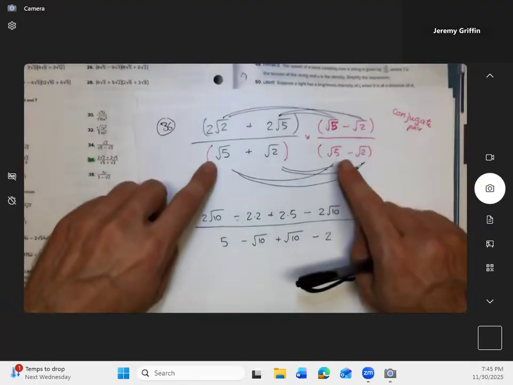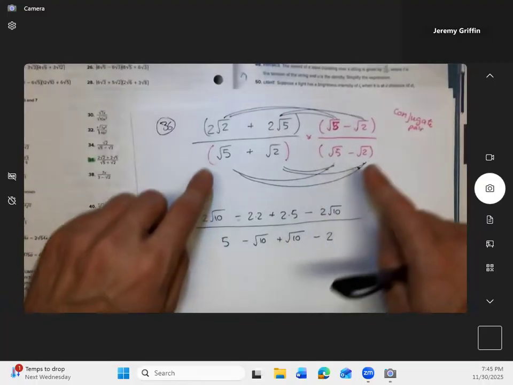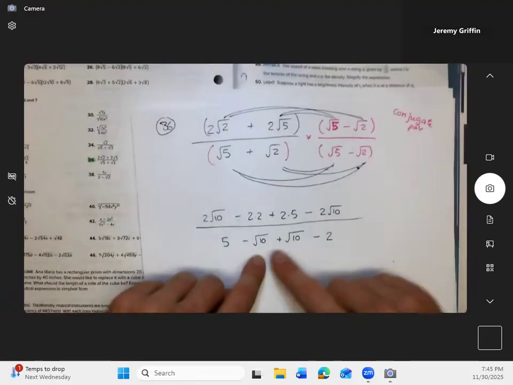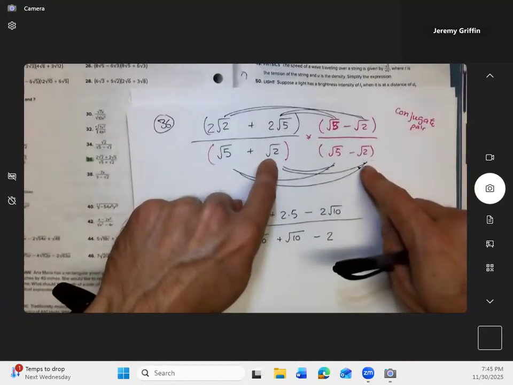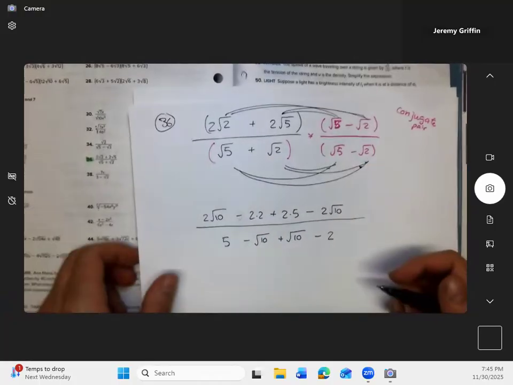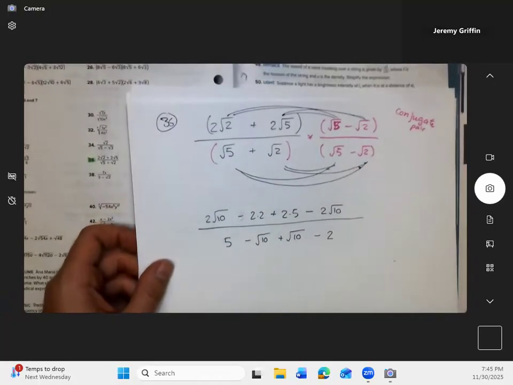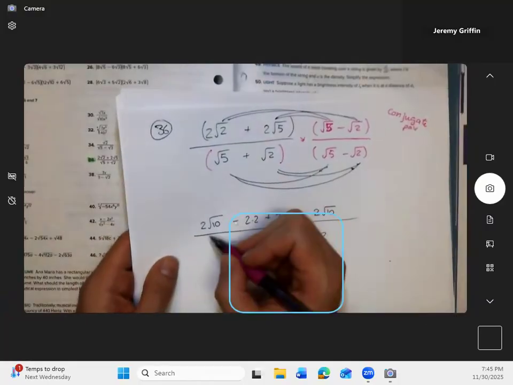And then the denominator: root 5 root 5 is 5. Outside, root 5 root 2. Inside, root 2 root 5. And last, root 2 root 2 is 2. So it's all there. Now, interestingly, some stuff cancels out.